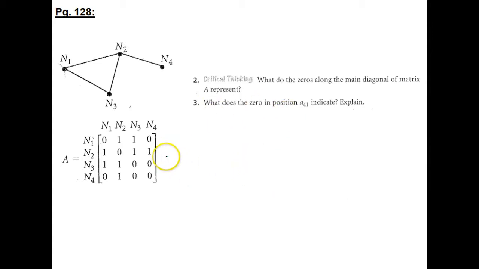So let's say the zeros. We're looking at these guys right here. What do those represent? Yeah, the vertex going to itself. So it's showing that if we look at N1 here, N1 doesn't go to itself, N2 doesn't go to itself, N3 doesn't go to itself, and N4 doesn't go to itself.